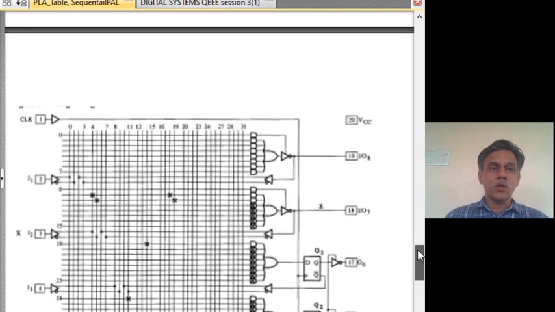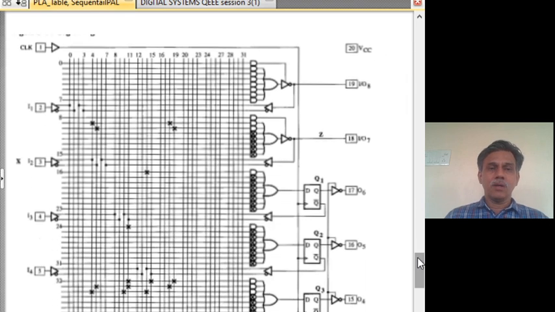So these are all sequential programmable logic arrays, which can be used for designing very complex circuits. And further they have evolved into FPGAs, which I am sure you will read about in a higher course on digital system design.